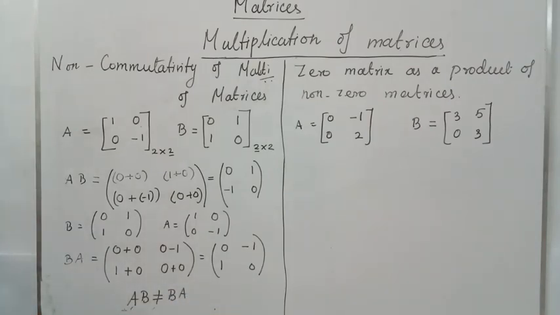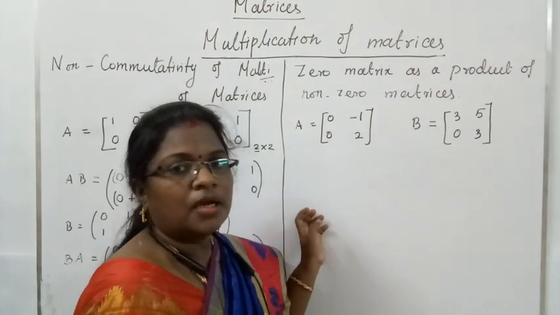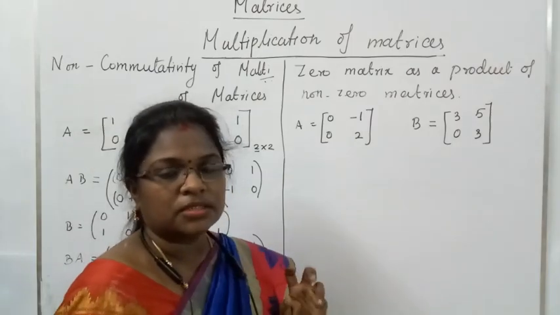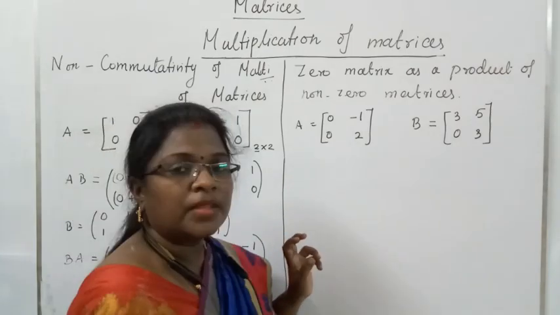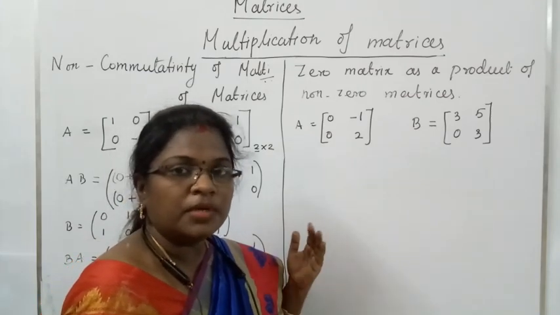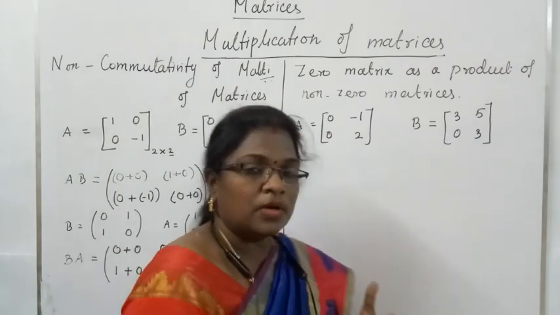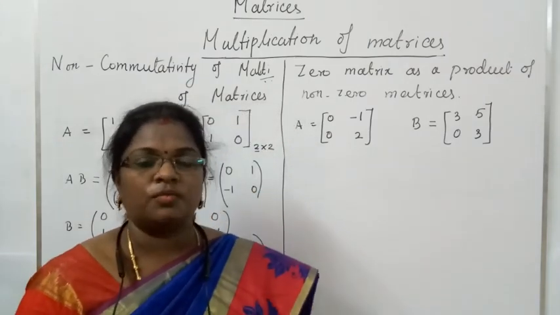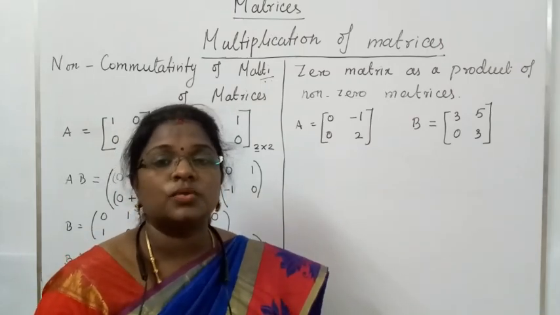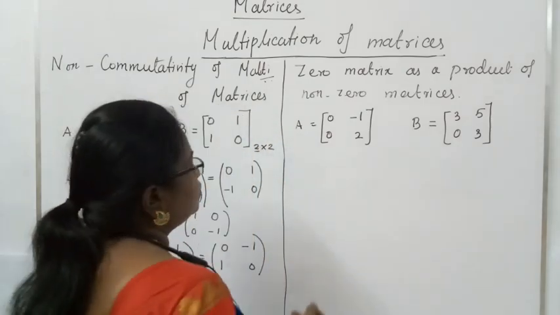Now, the next one. Two matrices have been given, and while multiplying these two matrices you are going to get a zero matrix. What this law is telling is that even if you multiply two non-zero matrices, you may get a zero matrix. While you are multiplying two matrices, if you get a zero matrix, it is not compulsory that both matrices, or one of the matrices, should be a zero matrix. It is not compulsory like that. That is what we are going to see now.